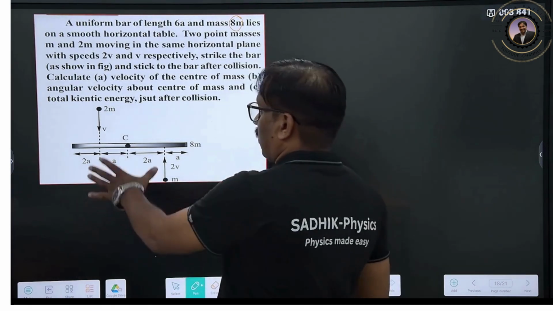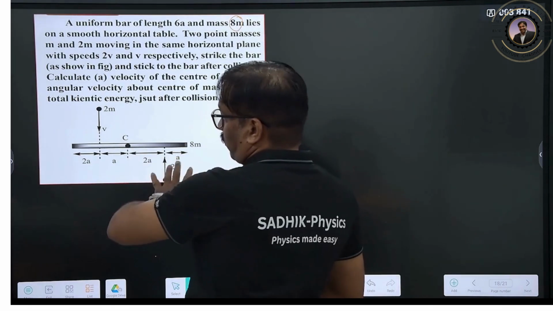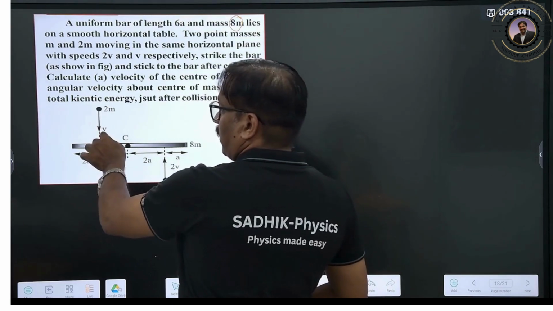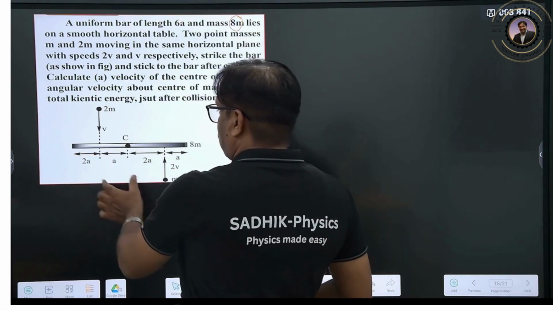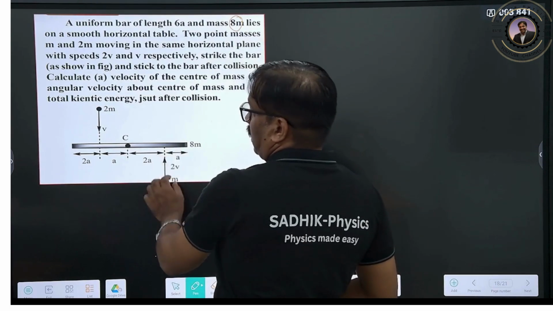So there is one rod now. This is totally 6a. Everything is there in the diagram. This mass 2m, going with a speed v, is hitting at this point, at 2a distance. And this is m, with 2v, going onto this, hitting this one.